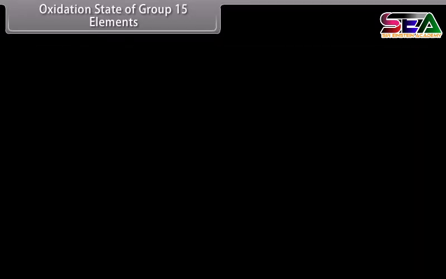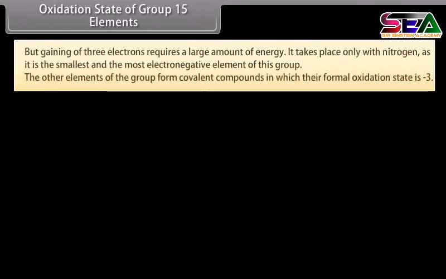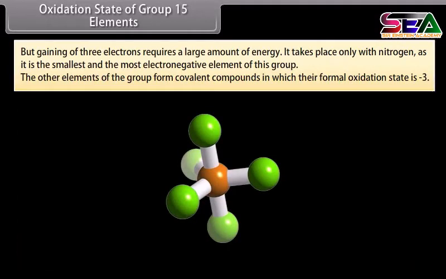Oxidation state of group 15 elements. All the elements of this group have 5 electrons in their valence shell. These elements require 3 more electrons to acquire noble gas configuration. But gaining 3 electrons requires a large amount of energy. It takes place only with nitrogen, as it is the smallest and the most electronegative element of this group.